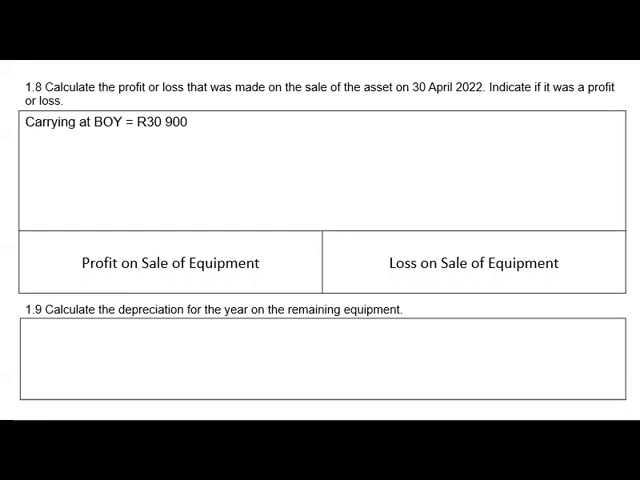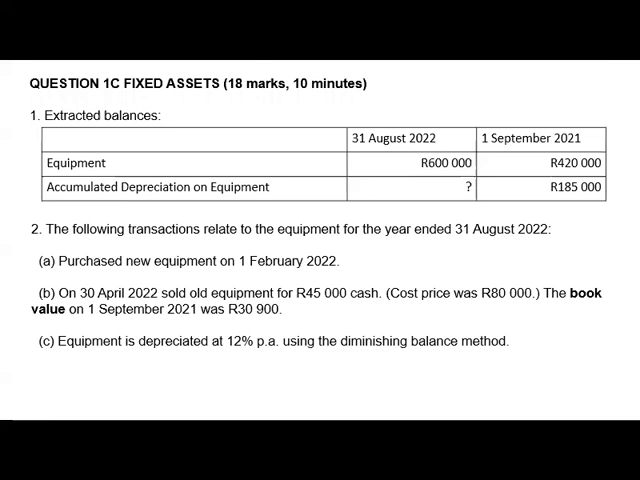When was this equipment sold? Let me go back because I didn't record that. All right, there it is. It says this equipment was sold on the 30th of April 2022. So we used it for the entire month of April. September is the first month, October the second month. It's November, December, January, February, March, April, that is 8 months. So this equipment was used for 8 months in the current year.